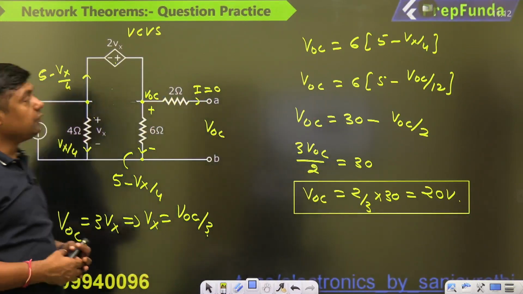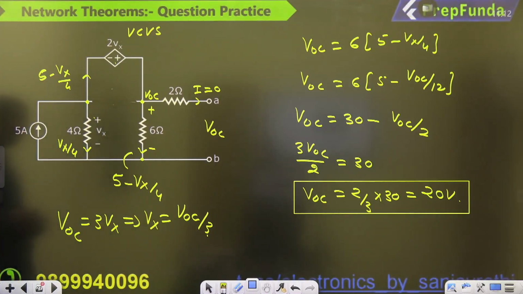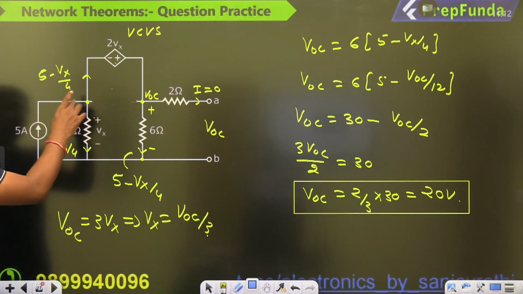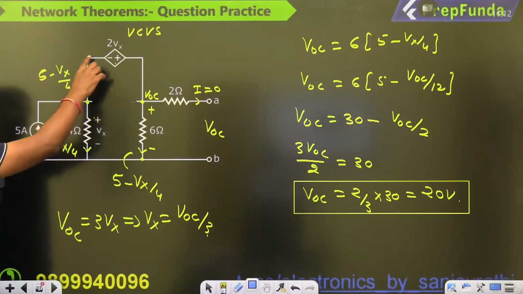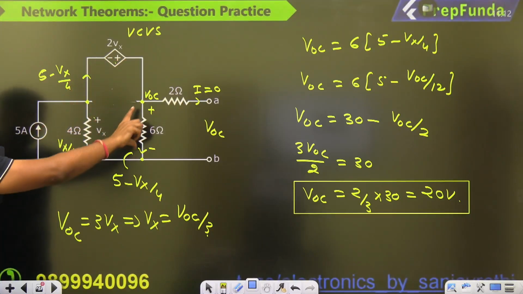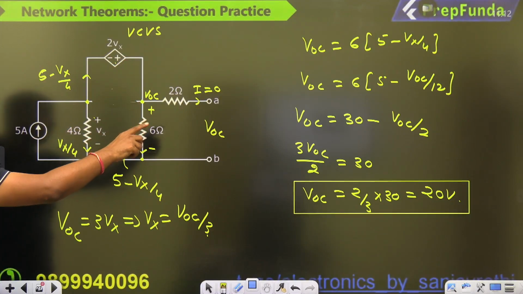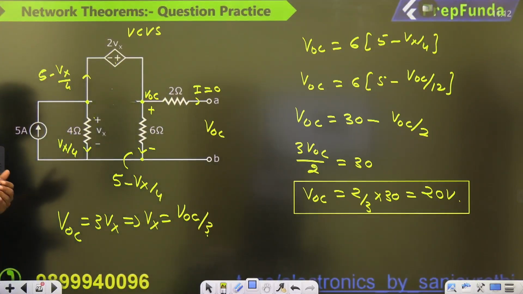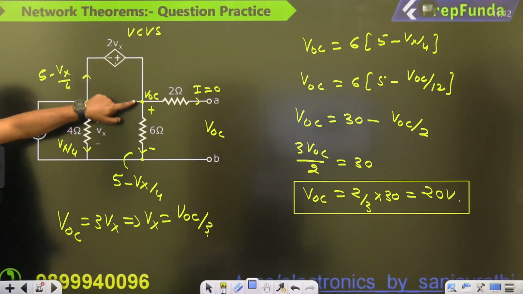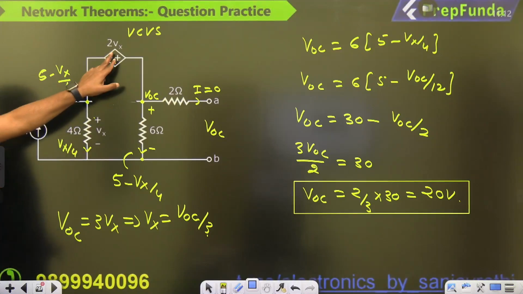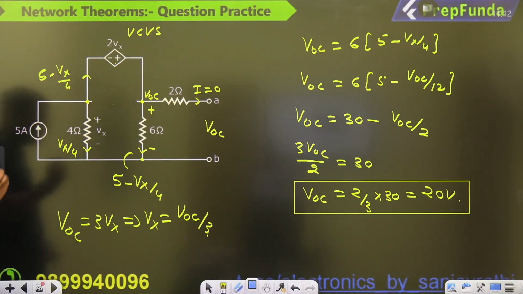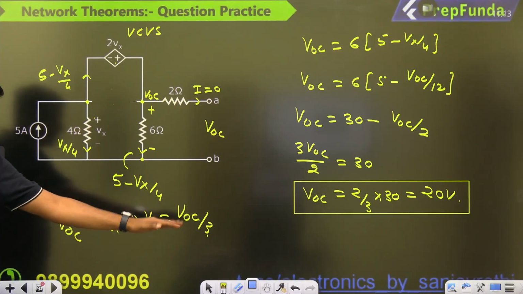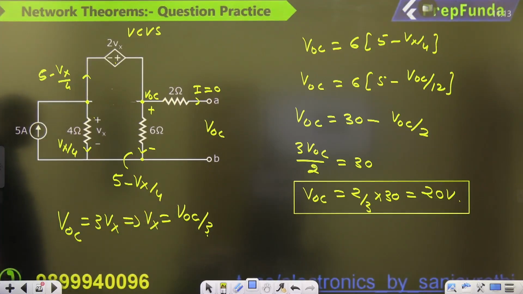That is the one way. I will give you another way to solve this. So what is the one way? Let this current be 5 ampere, so this will become Vx by 4. So what is the current? 5 minus Vx by 4. So you can write the VOC is equal to 6 times 5 minus Vx by 4. Now, what is the relation between the Vx and VOC? From this you can get the relation, because from this point up to ground it is the 2Vx and that is the Vx. So what is the total relation? 2Vx plus Vx, it will become 3Vx. So you can replace the Vx by VOC by 3. Once you replace it, you will get this equation and answer.